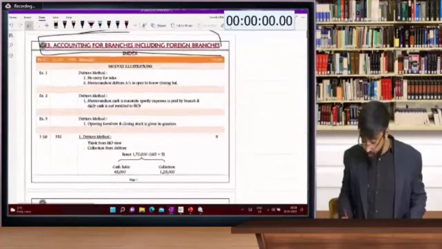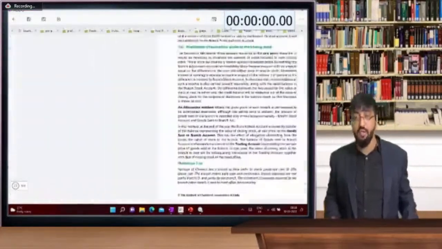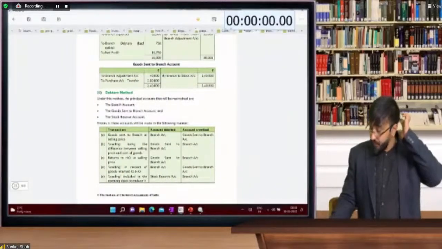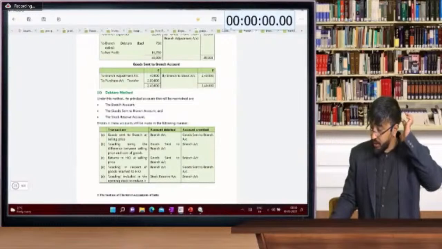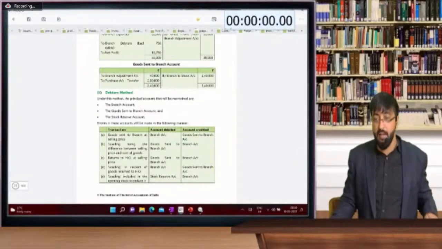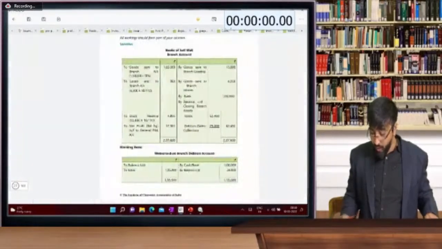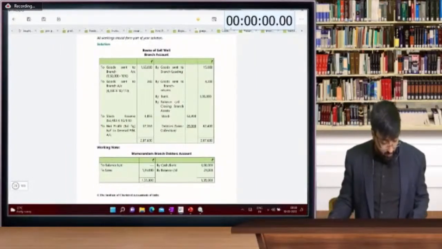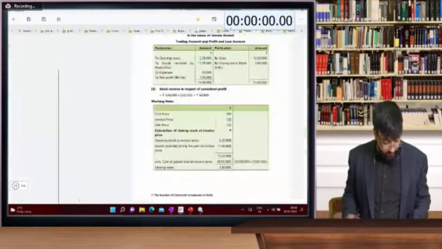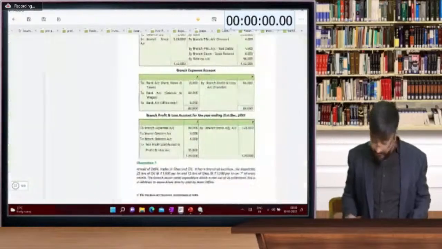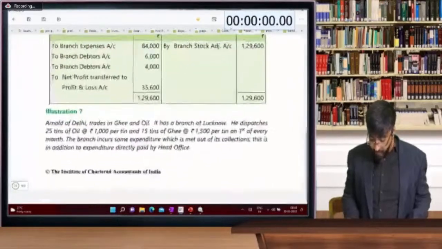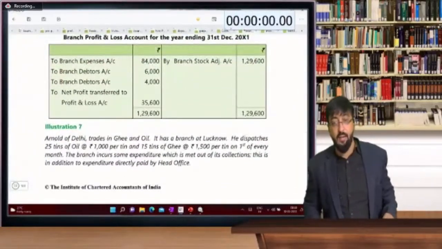Now let's move to some illustrations which we have not covered. Today's homework, try to do question number 11, 12 and 13, 14. So your homework 11 to 14. Okay. Yes. Now we will move to illustration number 7 first. Let's complete it quickly. Illustration number 7.